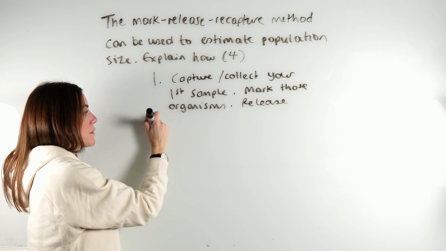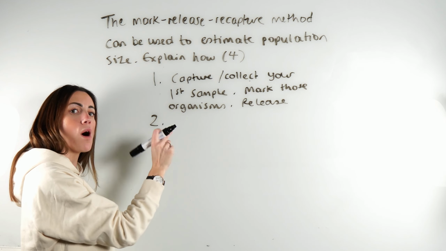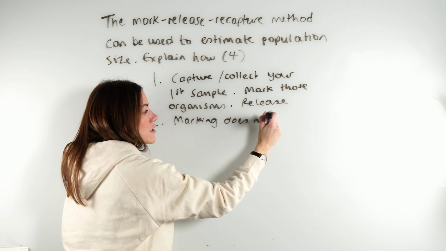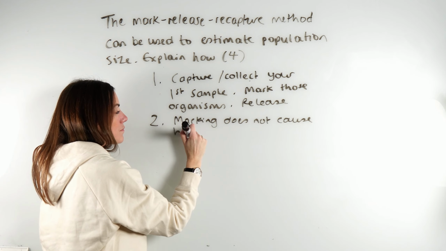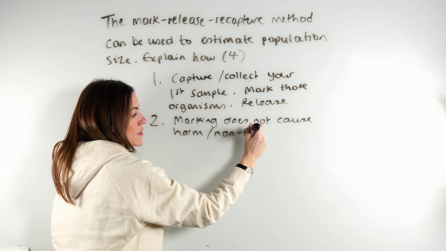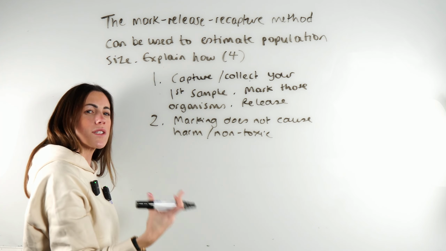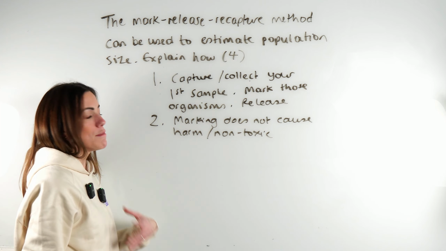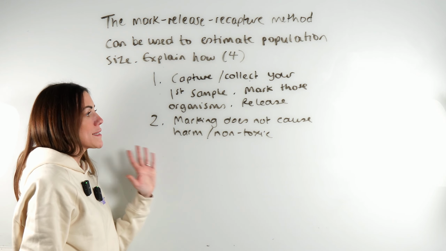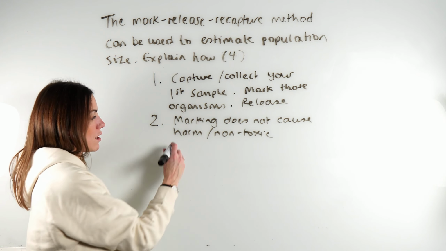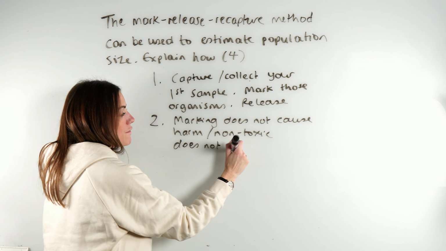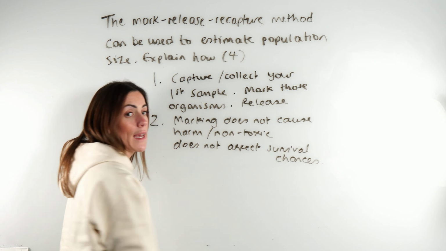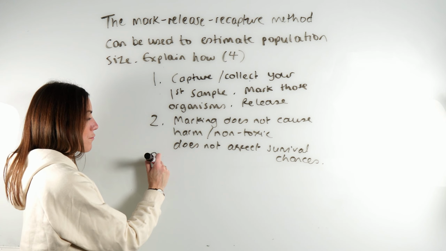Okay? Now, second marking point you're going to get for talking more about that marking. It's important that the marking does not cause harm. You can say it should be non-toxic, so like non-toxic paint, but also you've got to make sure it doesn't wash off, because if it washes off, that's going to ruin your whole process. So you do have to make sure the mark will stay on, but it's important to say it does not cause harm, it's non-toxic, or it does not affect survival chances.